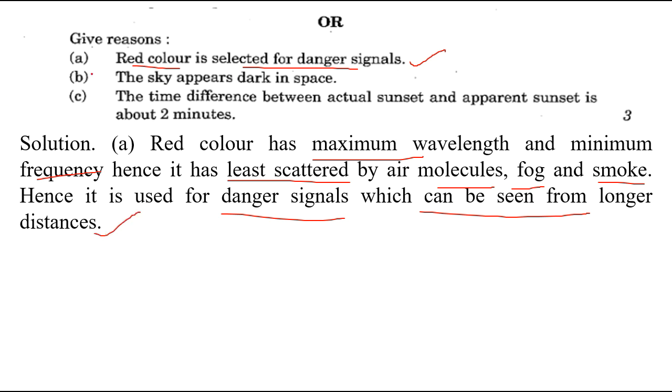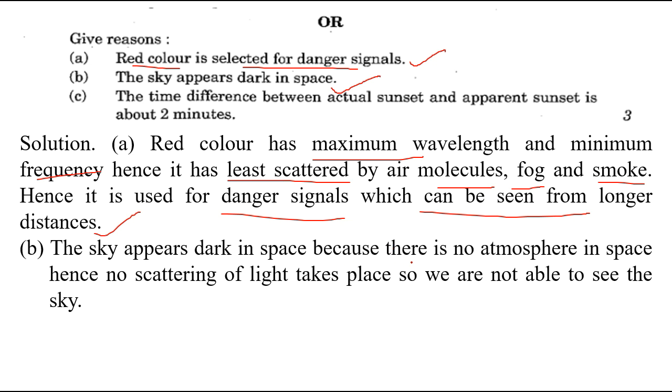Now the second part is saying that the sky appears dark in space. Why does this happen? The sky appears dark in space because there is no atmosphere present, and hence no scattering of light takes place. See, these words are very important, whether it is scattering, dispersion, or atmospheric refraction. All the three phenomena you have to remember by heart, and you have to tell by which phenomenon this thing is happening in the atmosphere. Now reading the answer: the sky appears dark in space because there is no atmosphere in space, and hence no scattering of light takes place, so we are not able to see the sky in dark space.